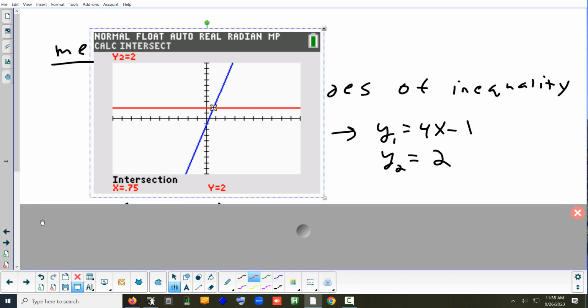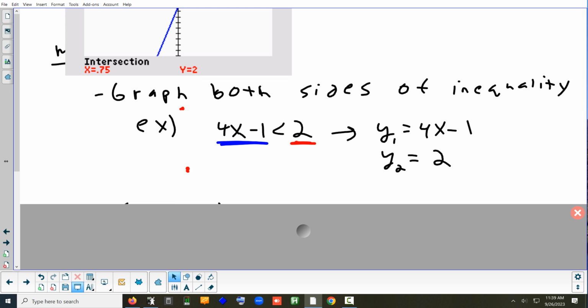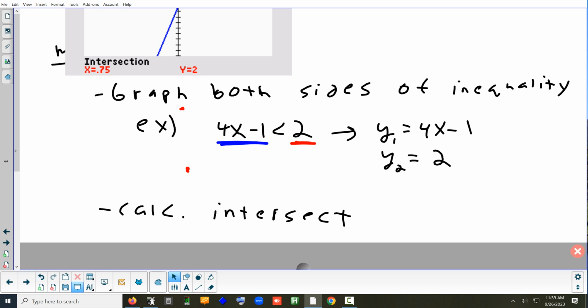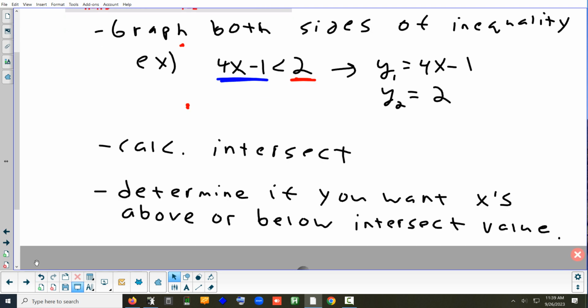If you pick values below 0.75, the blue graph is down here, the red graph is up there. So the blue graph would be under the red. Yep. Let me just move this up so you can copy what's under there. So I asked you what we had to do, and someone said you're going to do the intersect. And then determine if it's everything below the intersect or everything above for the x value. In this case, it was below.